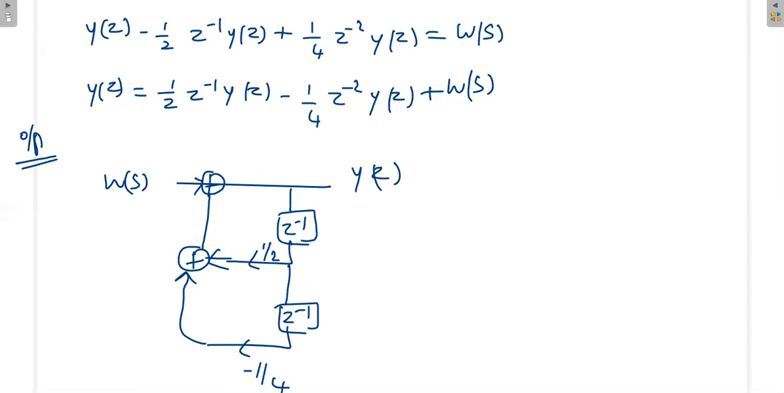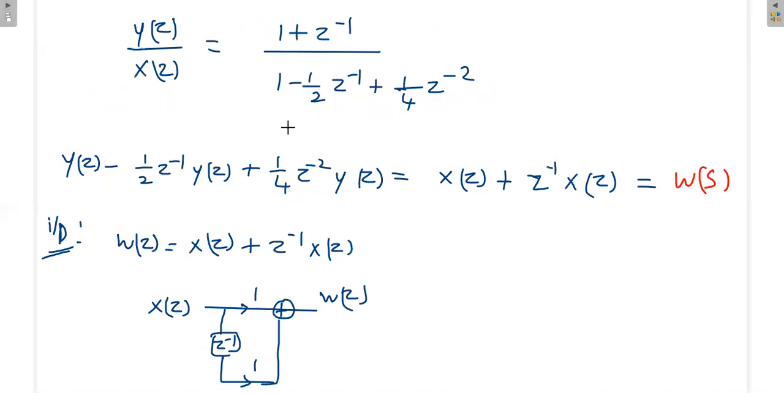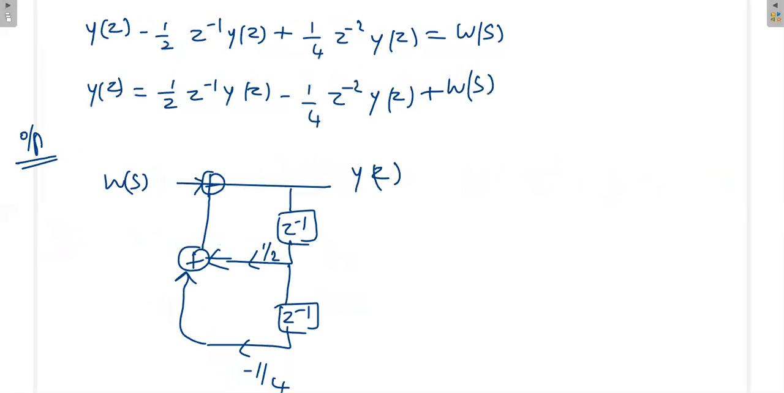Okay, now we have to combine both input and output. Again, the w of z is a temporary variable. Okay, so now we have to connect these two. So the final direct form 1 structure, by combining both input and output side, we can get, like x of z, z inverse.